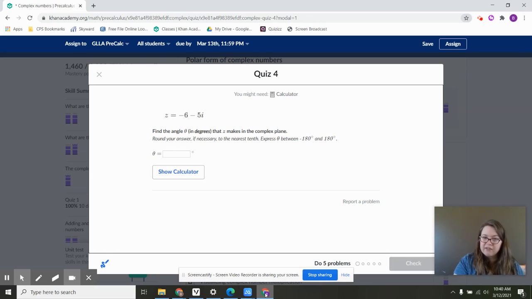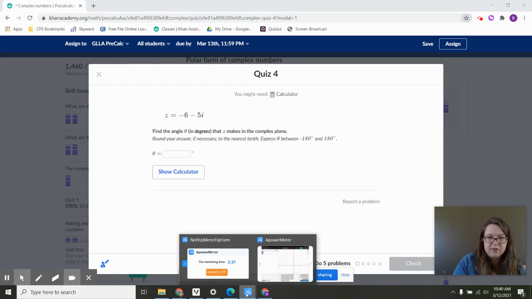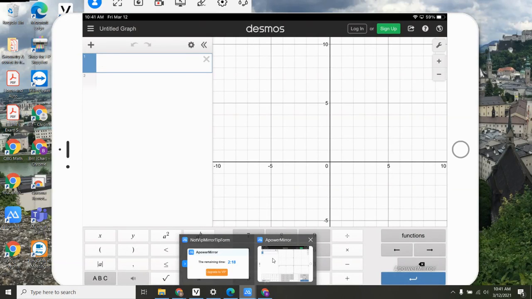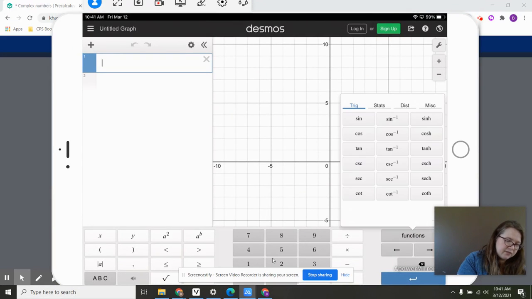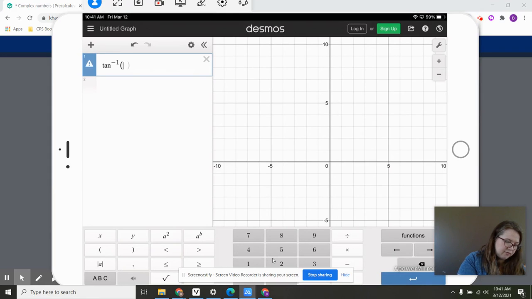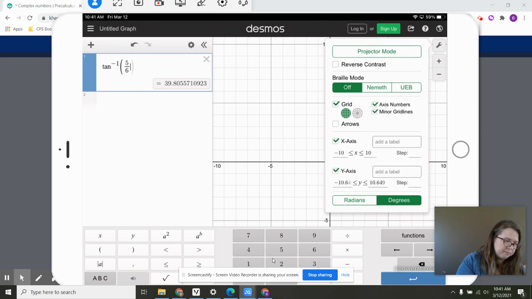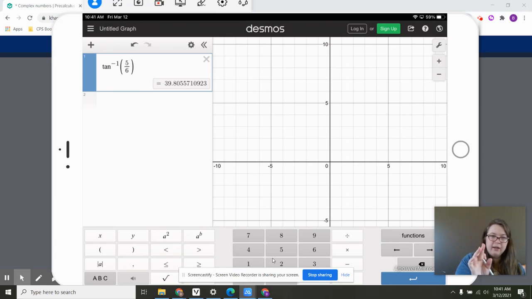You'll notice that the first answer it's going to give us is not in degrees. It's going to be in radians. So I'm starting out with decimals here. We're going to do the inverse tangent of 5/6, and then we're going to get a positive value. This defaults to radians. We need to change it to degrees. Now we have 39.806, which is what I'm going to write down.